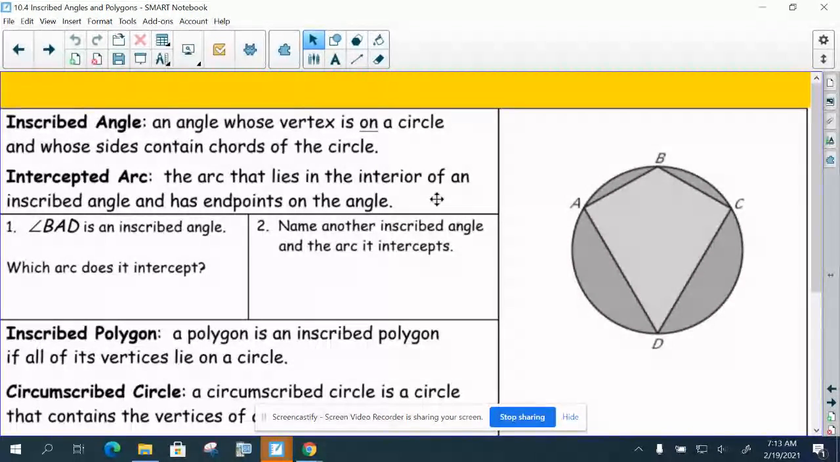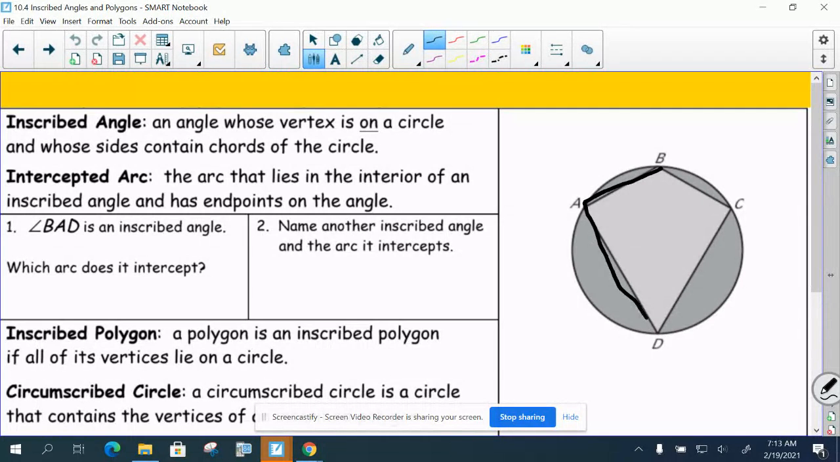So for example, if we were to look at angle BAD, what would its intercepted arc be? Well, if we're looking at this angle, its intercepted arc goes from point B to point D, so all the way around here. So its intercepted arc would be arc BCD. I'm not sure if that's a major or minor arc, but I would just name it BCD just in case.